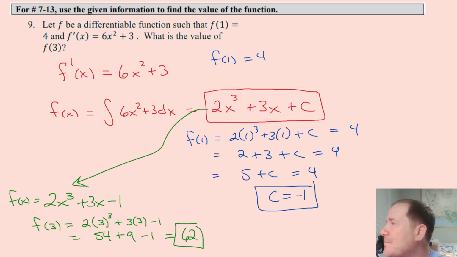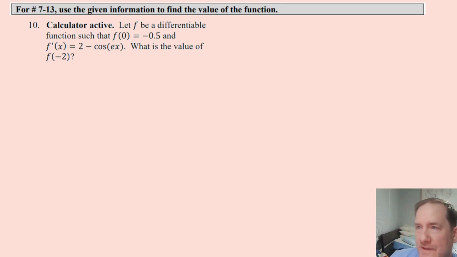Next. All right, let f be a differentiable function. What is the value of f? Same thing again, it looks like. Although, what does this mean? e x? Do you think they meant e to the x, or do you think they just made a typo? I can check the answer key and see. No, I don't know what they meant. It doesn't really say. I might have to play with this one to see what they meant, if they meant e to the x. They probably did, but let me go mess with it and see what I can see.